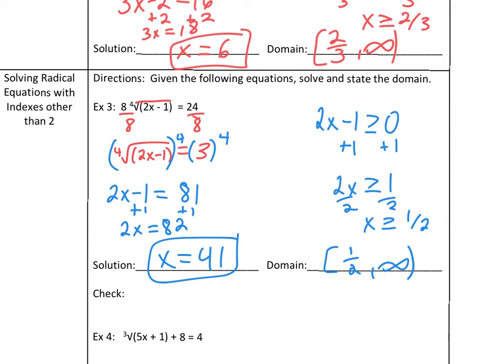So if I plug in 41 for x, well, I know 41 times 2 is 82, minus 1 is 81. If I take the fourth root of 81 in my calculator, I should get 3. And then 3 times 8, is that 24? Yep, so feel free to write that out if you need to. If you need to write out the problem just to check it and make sure that it works, then do so. But you can always just check it in your calculator. And as long as it's good, you're good. Okay? Questions on that?